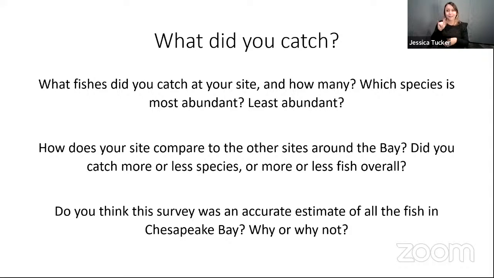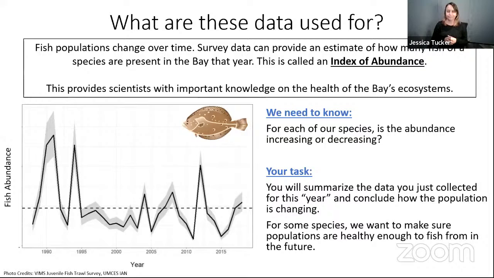And these questions are pretty broad, asking what fish they caught at their site, which is the most abundant, least abundant. So again, trying to use those vocabulary words. And then how their site compares to other groups and other locations around the bay. So after part 1 of the activity, students will hopefully come away with the understanding that different fishes live in different habitats around the bay.